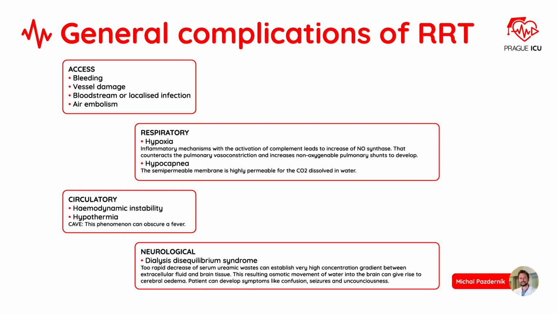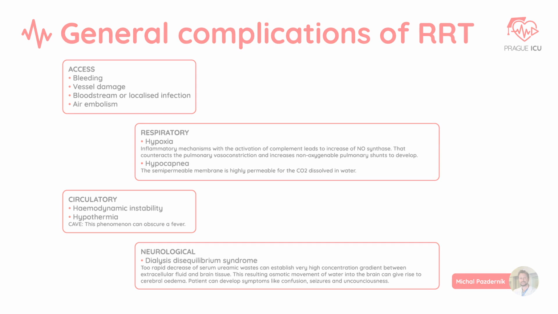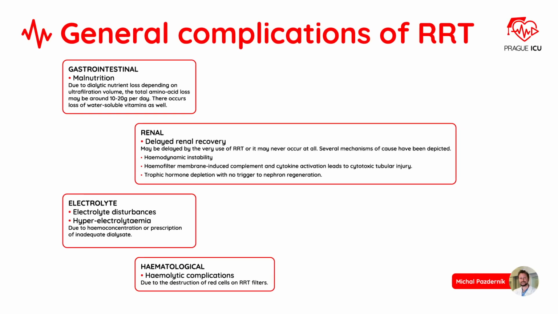Neurological complications are represented by dialysis disequilibrium syndrome. Also, we can observe gastrointestinal complications such as malnutrition. Moreover, there could be renal, electrolyte, or hematological complications.